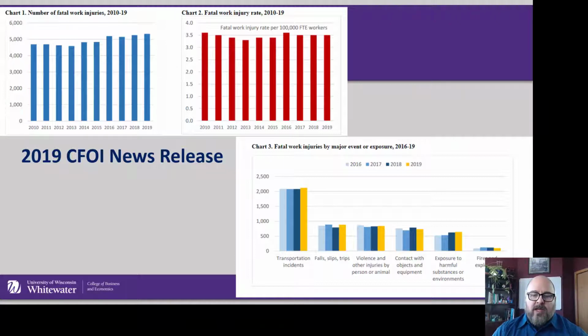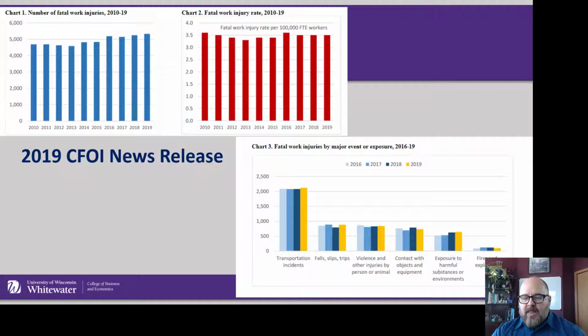Down on the right, I provided the top causes. This says major event or exposure for fatalities, and it has 16 through 19 here. Looks like transportation dominates. It's at least double number 2. Number 2 here is slips, trips, and falls, though real close there; you can kind of see they battle it out year by year.